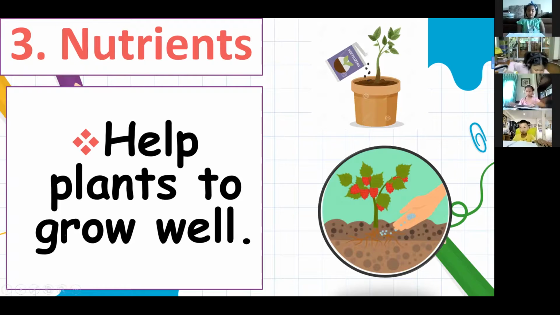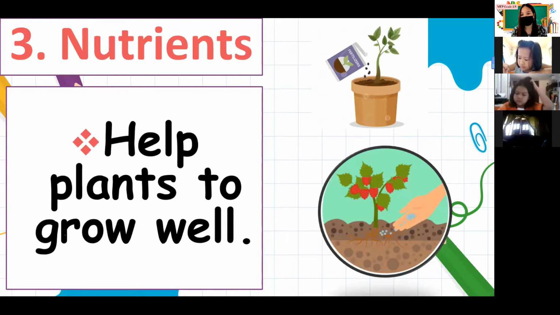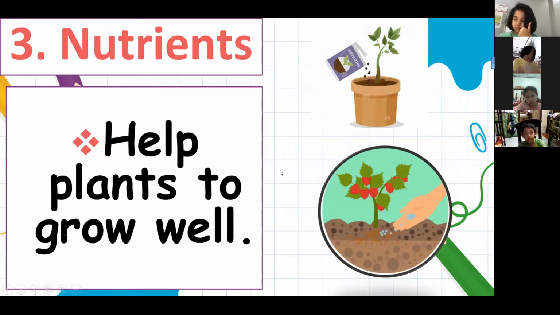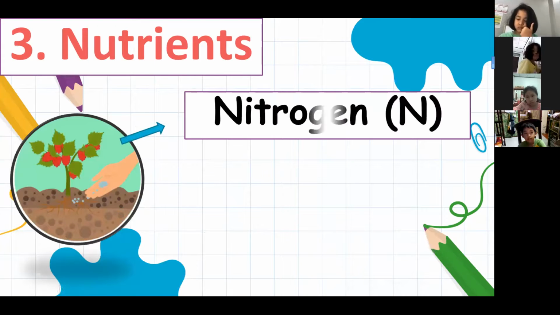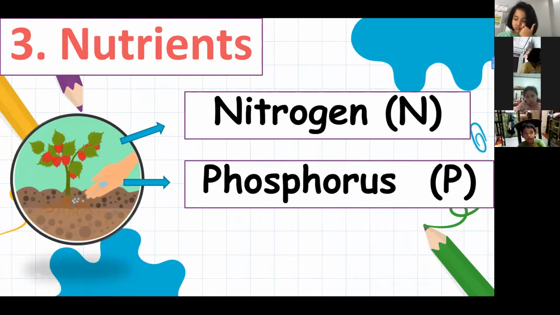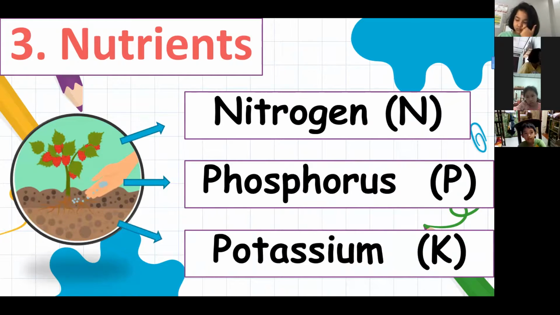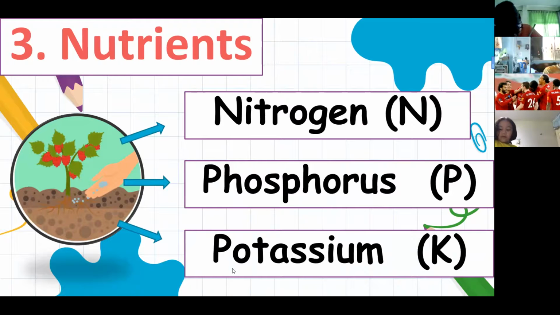Okay, number four, you ready? I need you to write this one also in your notebook. So we have three nutrients that plants need. We have number one, nitrogen. We have phosphorus and we have potassium. These are the nutrients that plants need: nitrogen, phosphorus, and potassium.